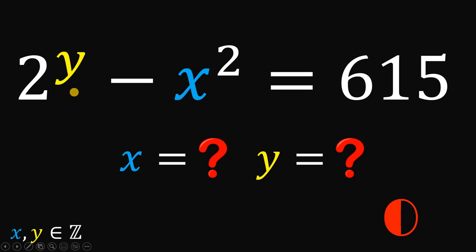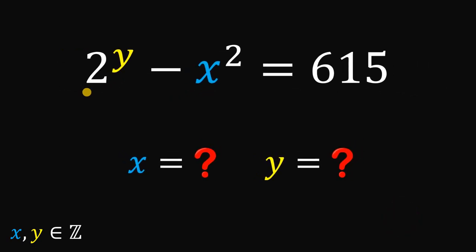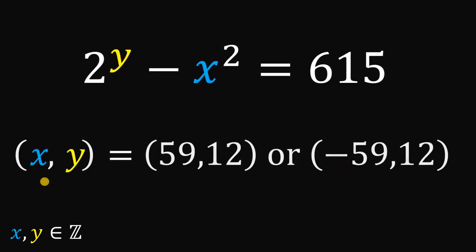And now, let's answer this question together. Our goal in this question is to solve for the integer values of x and y that satisfy this equation 2 raised to y minus x squared equals 615. Before we start our solution, here is the final answer. We have two possible pairs of x and y: x is 59, y is 12, or x is negative 59, then y must be equal to 12.